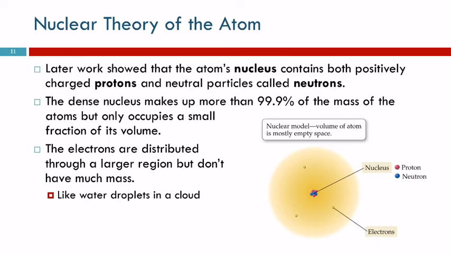Of course, there was a lot more work and study, and what they eventually settled on was that the nucleus has positively charged particles, the protons, but there are also some neutral particles in there, and those are called neutrons. The nucleus is more than 99.9% of the mass of the atom, but only occupies a small fraction of its volume.